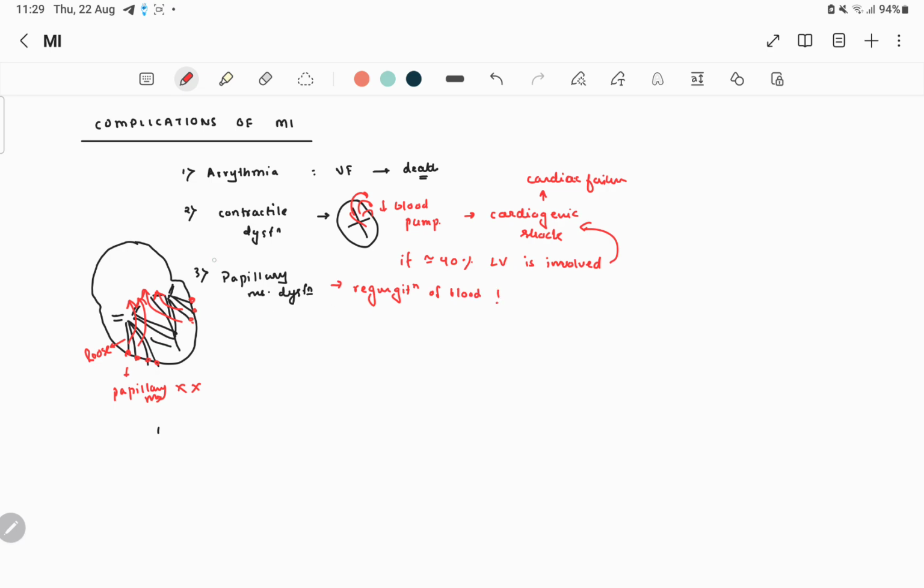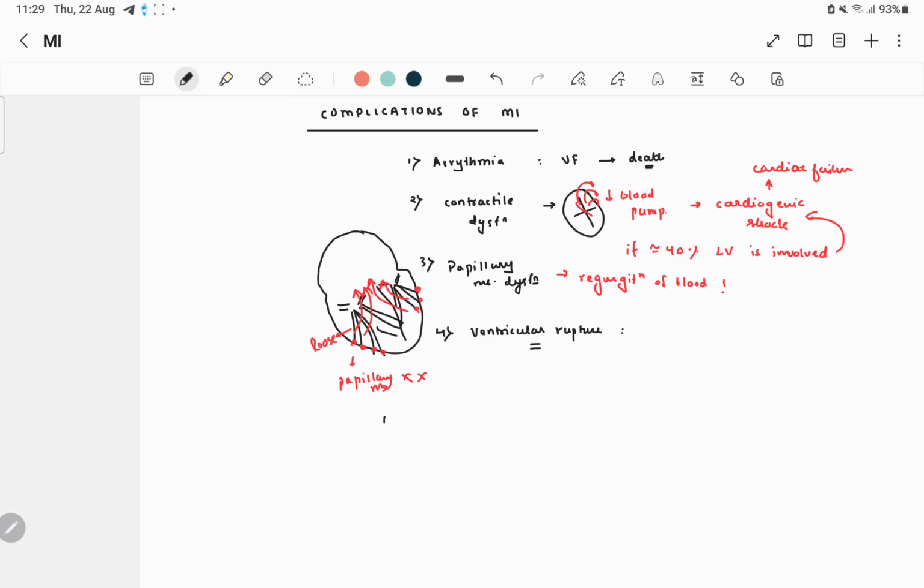Okay. Then the fourth complication of MI is ventricular rupture. Ventricular rupture occurs most commonly in elderly people. If we have a transmural infarct, it can lead to ventricular rupture. And this is due to the weakest point of the scar, right?